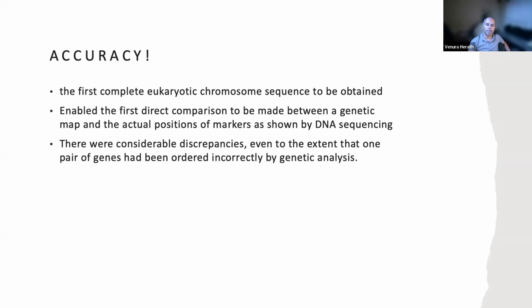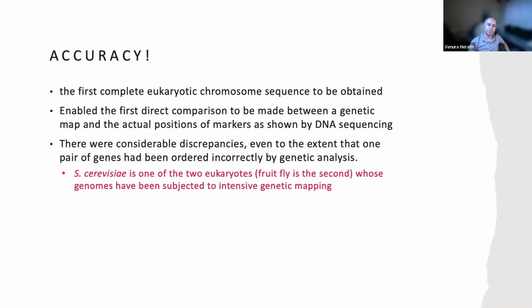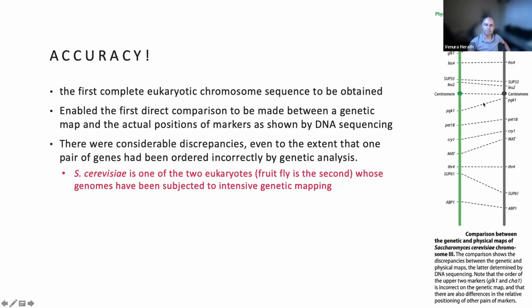And don't forget that yeast was one of the two eukaryotes, along with the fruit fly, that had a very good genetic map, very early, as I mentioned earlier. They had a very high resolution genetic map. Still, there were some errors, as you can see here. Here you have your genetic map, and here you have the physical map. In an ideal scenario they are like this: direct lines, no crossing.